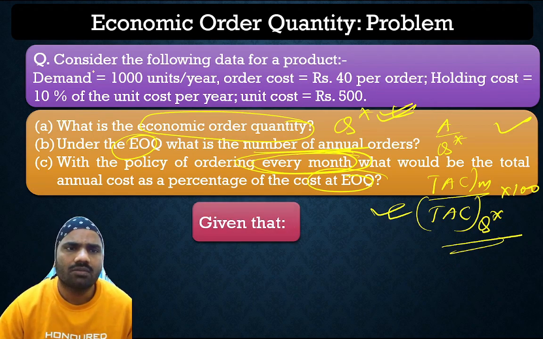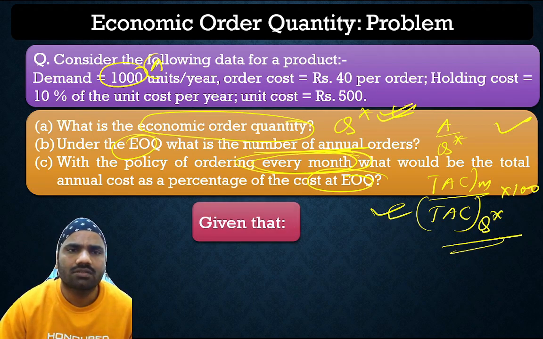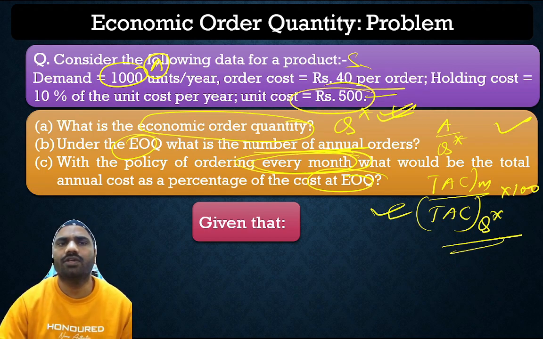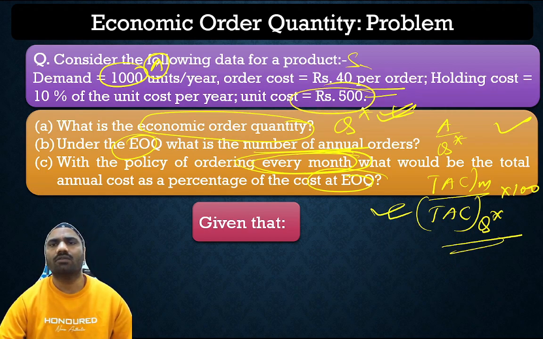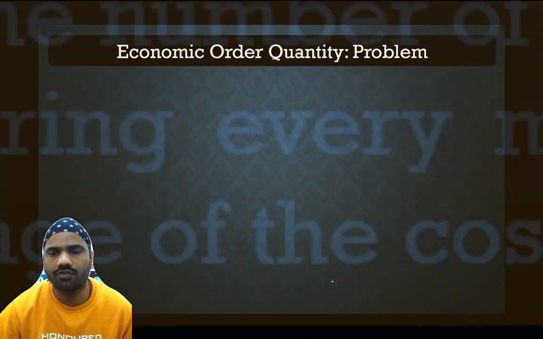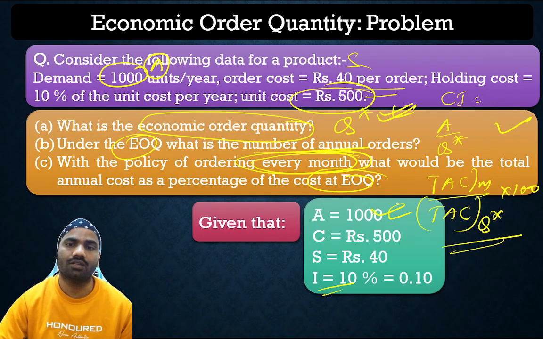So we have given demand, annual demand is A, and that is 1000 quantity. Order cost means that is S, cost per order. Holding cost is 10% of inventory carrying cost, and the unit cost is 50. So inventory carrying cost CI will be rupees 50. I is 10%, so CI will be 50 rupees. That will be the inventory carrying cost.